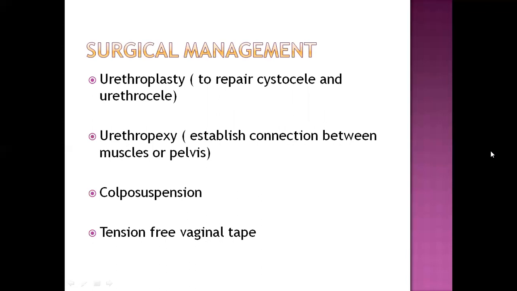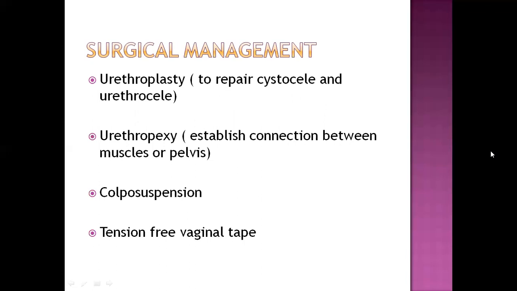Surgical management cannot be just for urinary incontinence. It can be to treat the disease that is causing urinary incontinence. Diseases like vaginal prolapse, uterine prolapse, cystocele, urethrocele can cause urinary incontinence, which can be treated surgically.